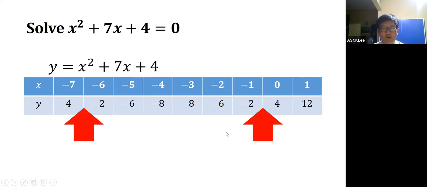Okay? So really, what you do is you plot this one out, and all these points, 4, -2, -6, -8, -8, you plot them out.